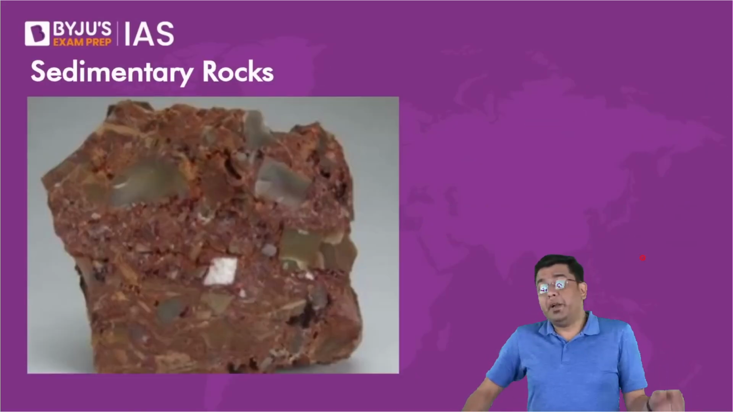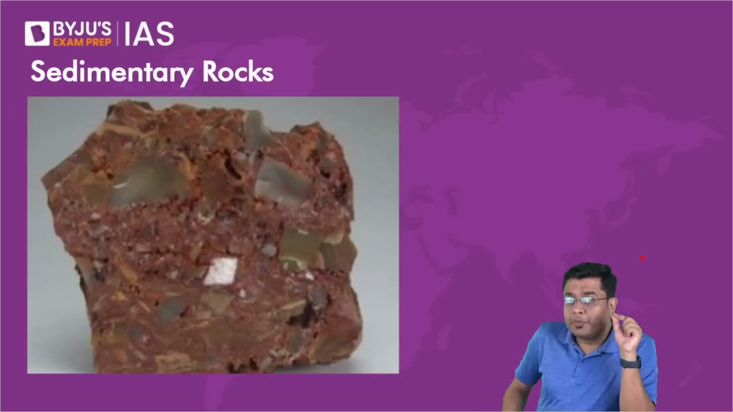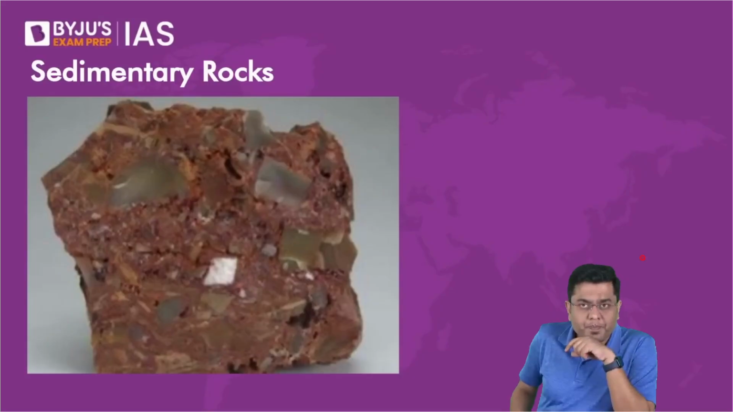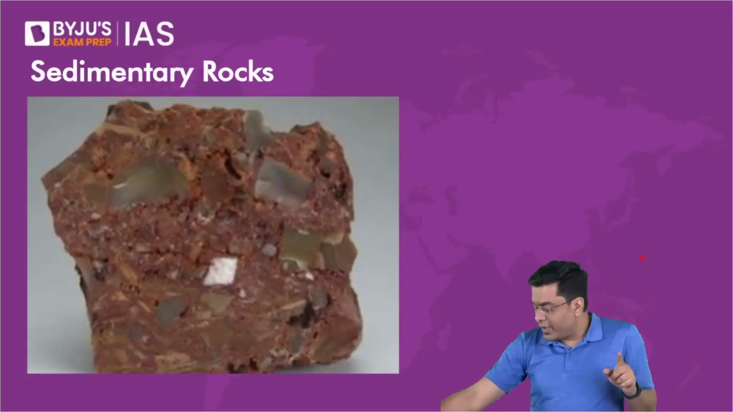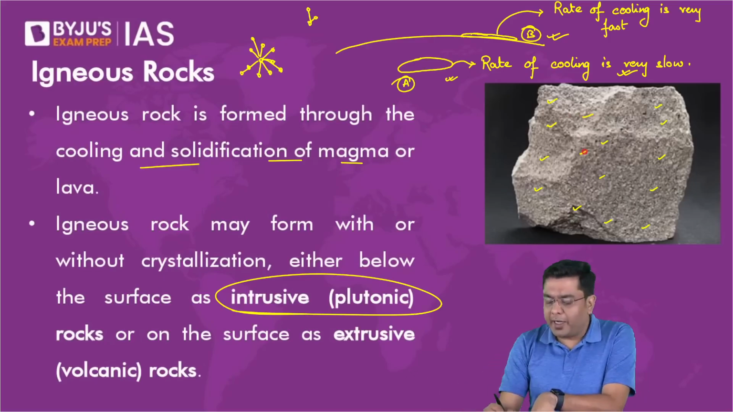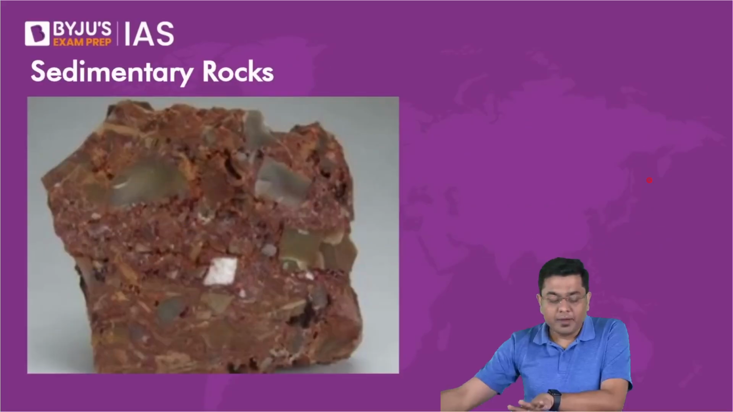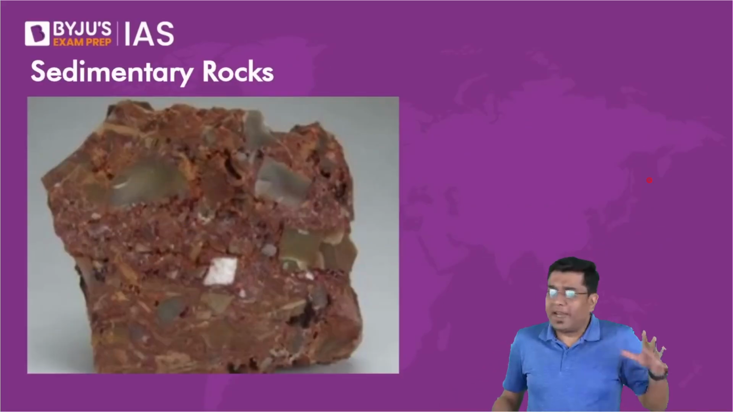Now comes the sedimentary rocks. Here, again, I want you to spend some time observing the image. This image is different as compared to that of igneous rock. In igneous rock, you find a kind of uniformity, isn't it? Whereas here, you don't have that uniformity.